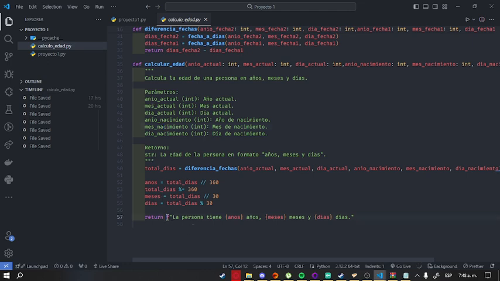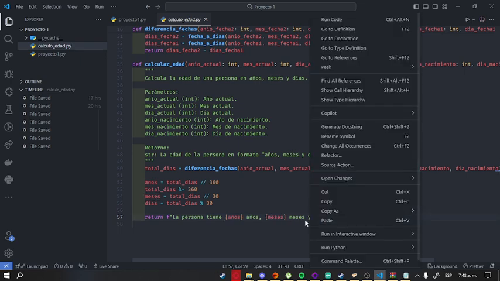Why? Because this will return me a string, because people need to know what are his years, what are his months, what are his days, because if you only put the years, the months and the days, it will be only numbers and it will be very random. So I put an f-string, to let people know how many years they have, how many months they have, and how many days they have.